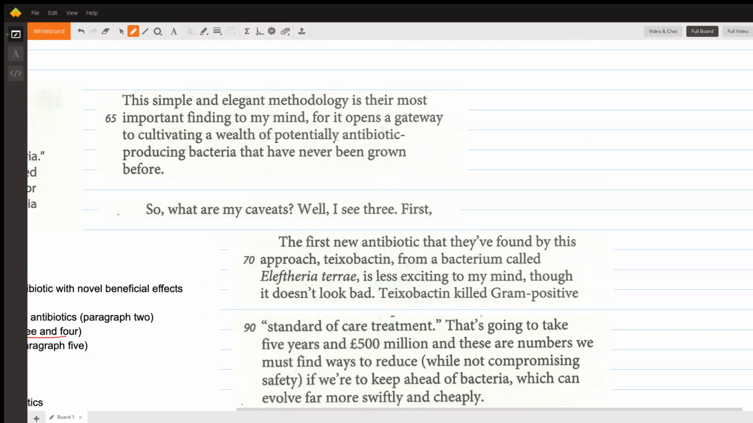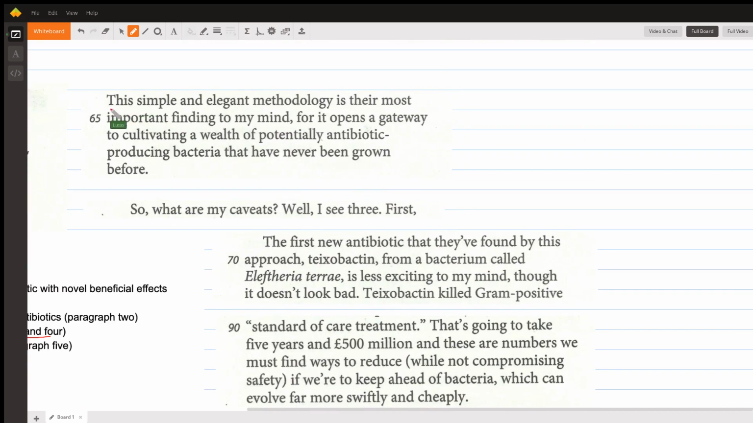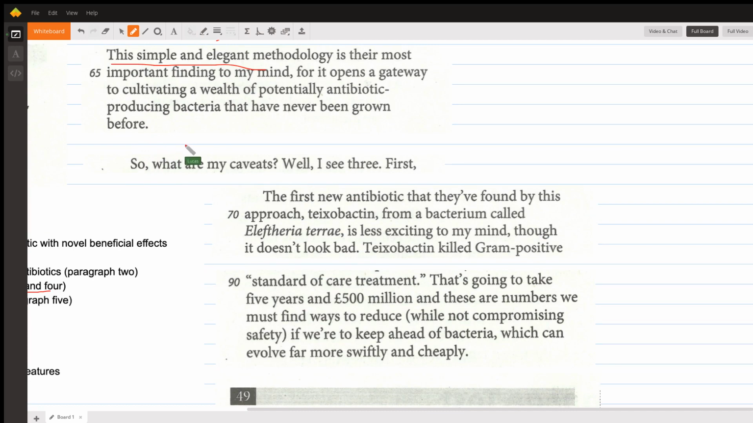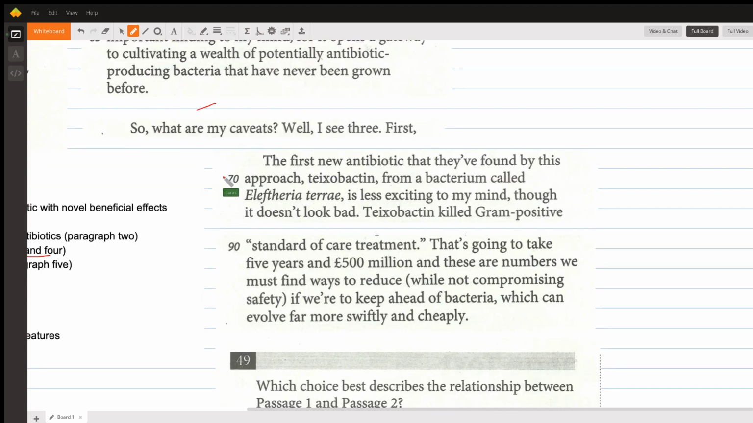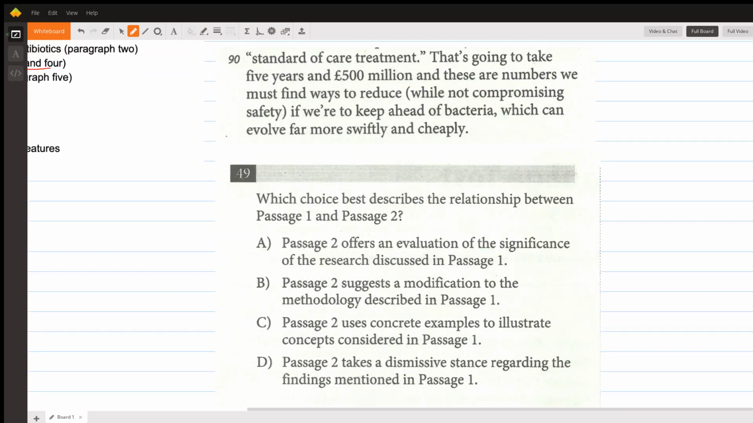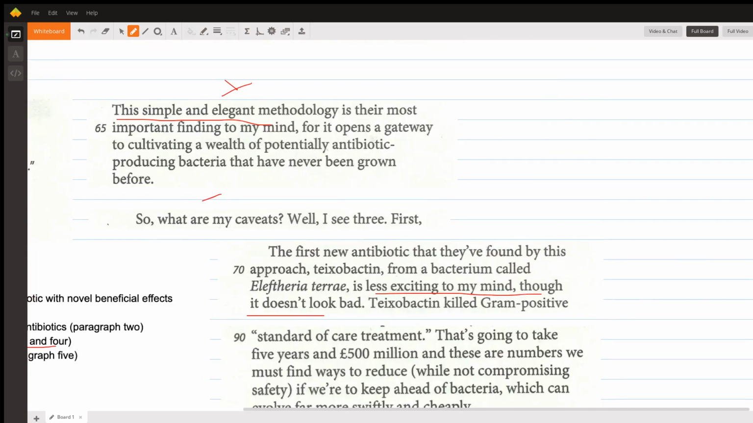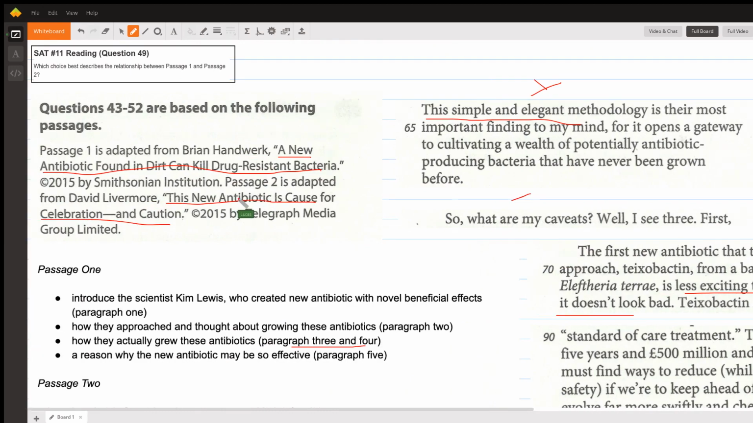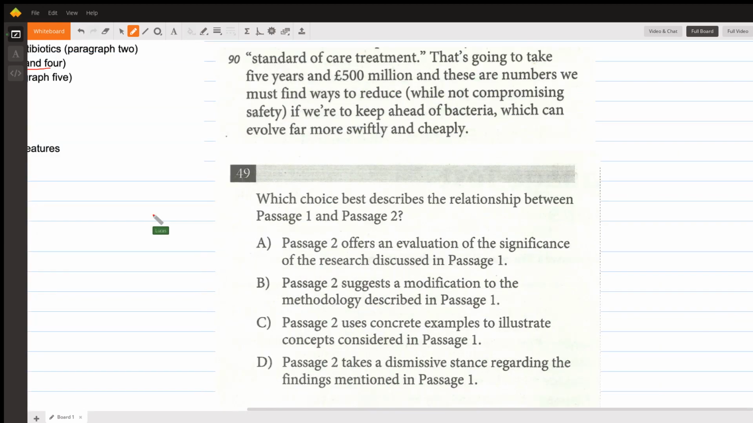For example, let's look at all of these. Here's an evaluation, right? Positive, plus: the simple methodology is the most important finding. Negatives, minus: what are my caveats? Neutral, right? It's less exciting to my mind, though it doesn't look bad. And then basically here's how it's gonna take so much time to develop. So we're just evaluating the significance, right? Going back to this subtitle, this new antibiotic is cause for celebration and caution, right? Here's the significance of it. It's a good answer choice. It's probably our answer choice, but let's keep going.